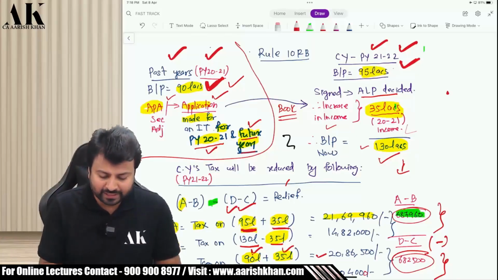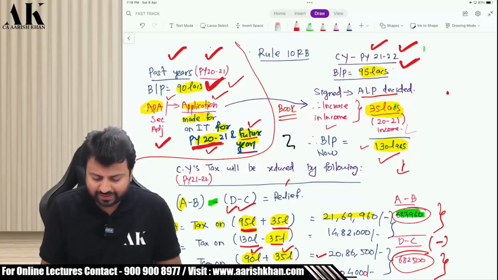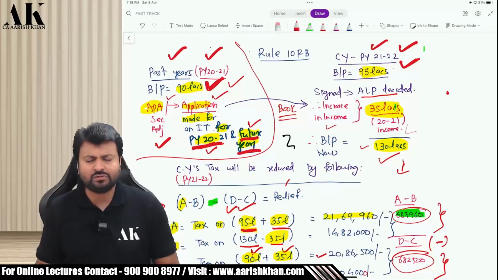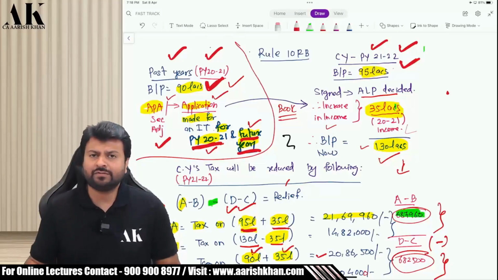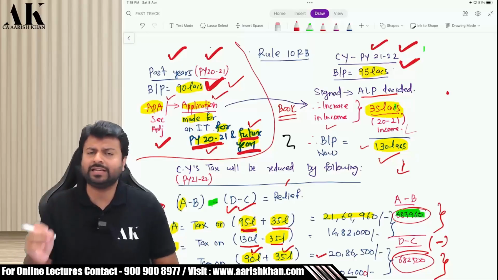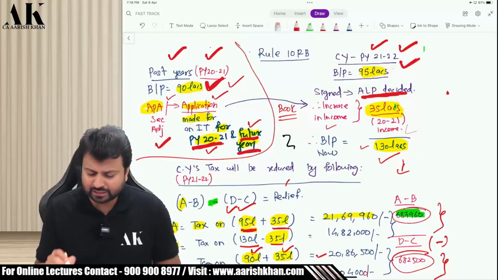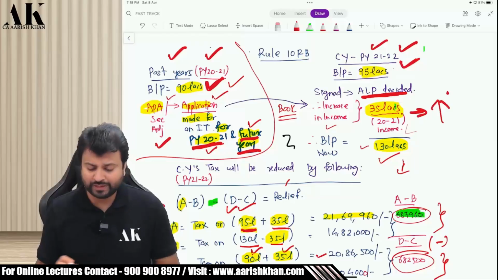Now in the past year, you have made an application for advance pricing agreement for 2020-21 and future years. You can make an application, and after you make an application for advance pricing agreement, the CBDT will determine the arm's length price, and accordingly your arm's length price will be decided by CBDT. So you made an application and the CBDT signed the application in the next year, and they increased the income by 35 lakh rupees.